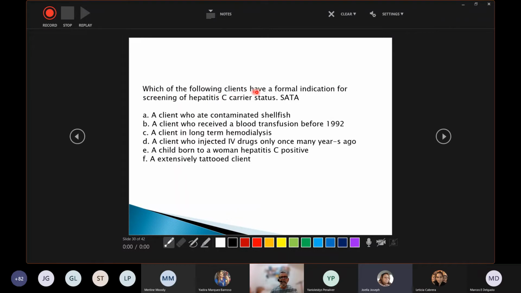Which of the following clients have a formal indication for a screening of hepatitis C carrier status? So you need to know that hepatitis C is a form of hepatitis in which the person can be a carrier of the virus, and it could produce chronic problems in the liver. So you need to know which kind of clients could be a carrier of hepatitis C and require testing. So a client who ate contaminated shellfish, yes or no?